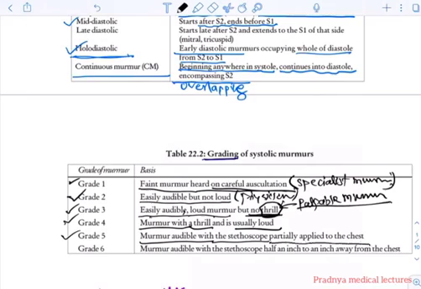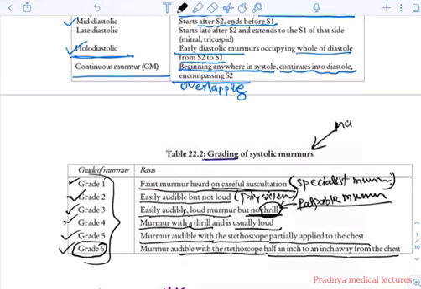With the stethoscope partially applied to the chest, you can hear the murmur well. Grade 6 is a murmur audible with the stethoscope half an inch away from the chest. So even if you are not keeping your stethoscope on the chest, just half an inch above, you can still listen to the murmur. That is the grade 6 murmur. So this is how you have to grade the murmur.